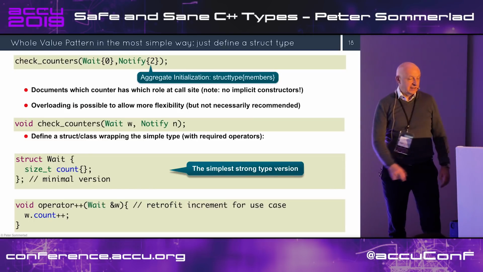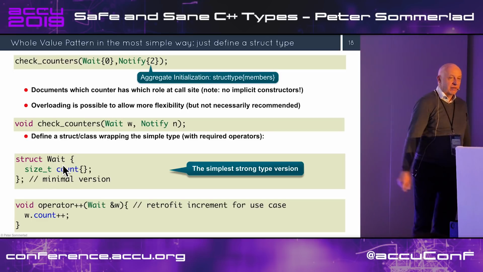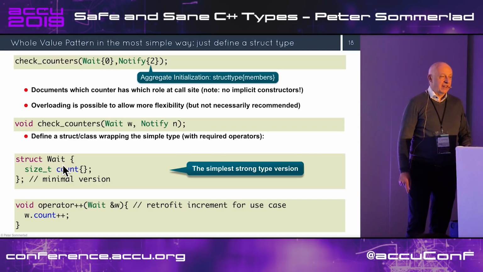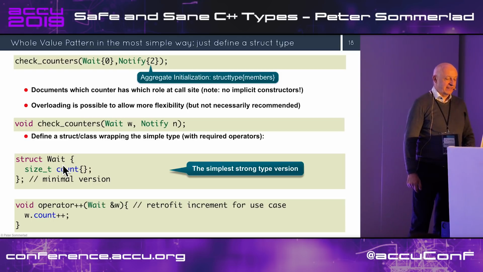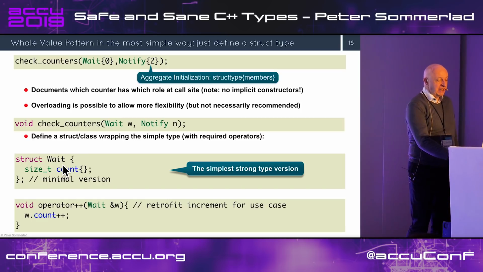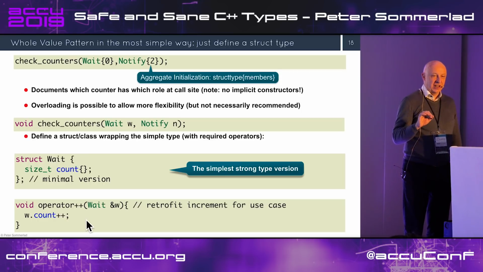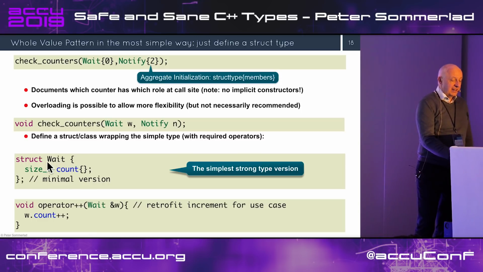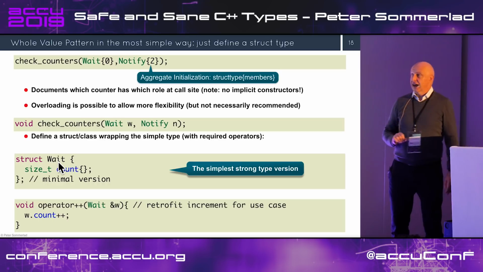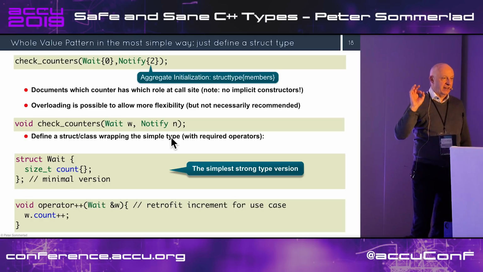So the simplest, minimal thing that you can do to protect your counter is wrapping it in a struct. And that's all you need to do to get towards sanity. You can still access the count and so on. You might even provide overloaded operators for the exact set of operations that you want. For a counter that only increments, that's sufficient. And the thing is, now, with two distinct types, wait and notify, you can no longer call the check counters wrongly. Because the first one must be of type wait, the second one must be of type notify, and they're distinct types.